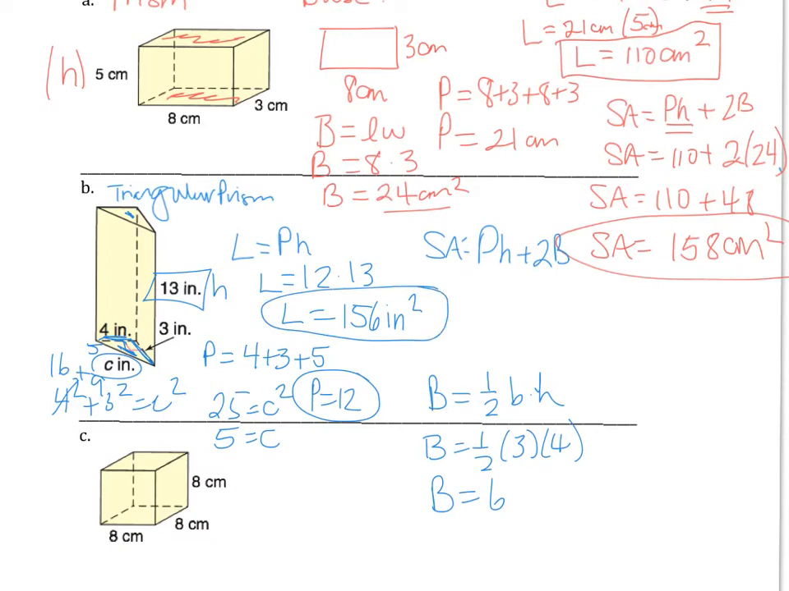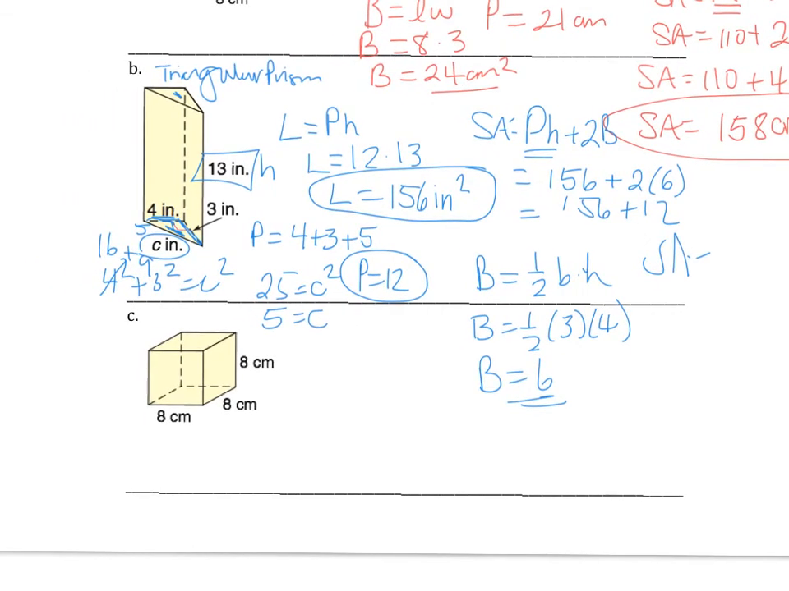Surface area then, I'm going to plug in what I know. So I just found that perimeter times the height, so that's 156, plus 2 times the area of my base, which I found was 6. So 156 plus 12, so my surface area equals 156 plus 12 is 168, and that's inches squared again.